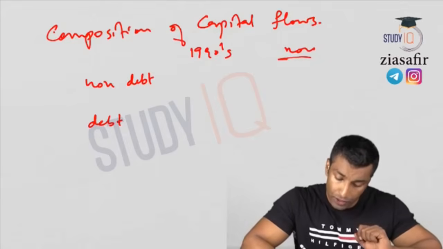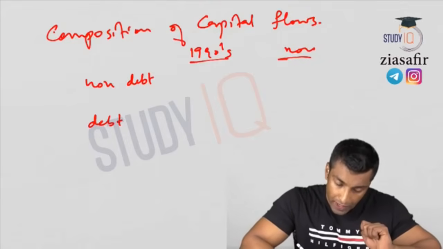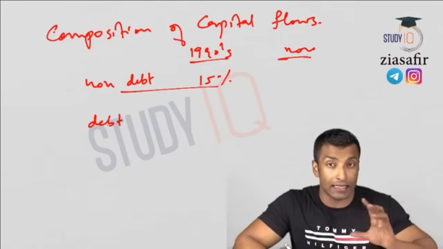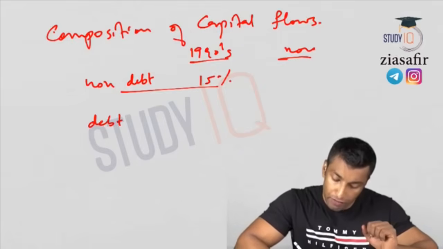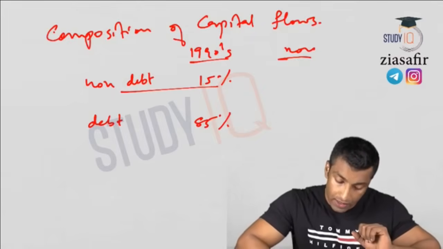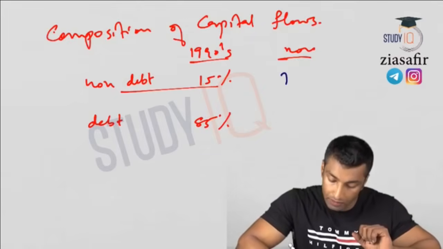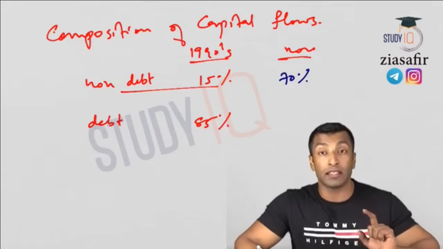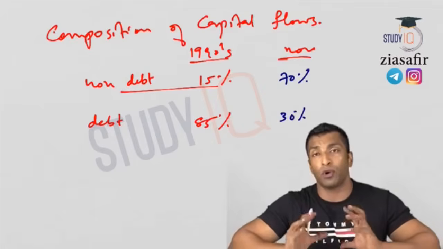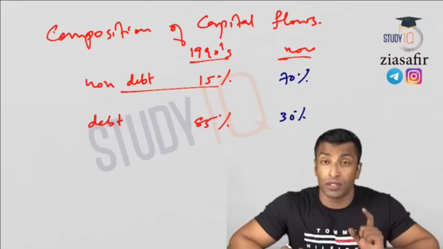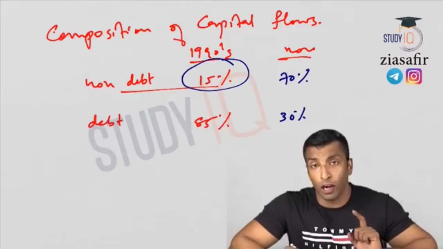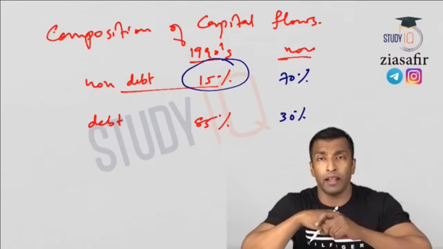So in the 1990s it was 15% which was coming from the non-debt category, that means as investment, and 85% was debt. Now you know the trend changed. It is 70% non-debt, that means it is coming as investment, and 30% is the debt, that means in terms of loans and grants. So you can see the change in trend here. Before it was in terms of loans, which was very high, and investment was very low.